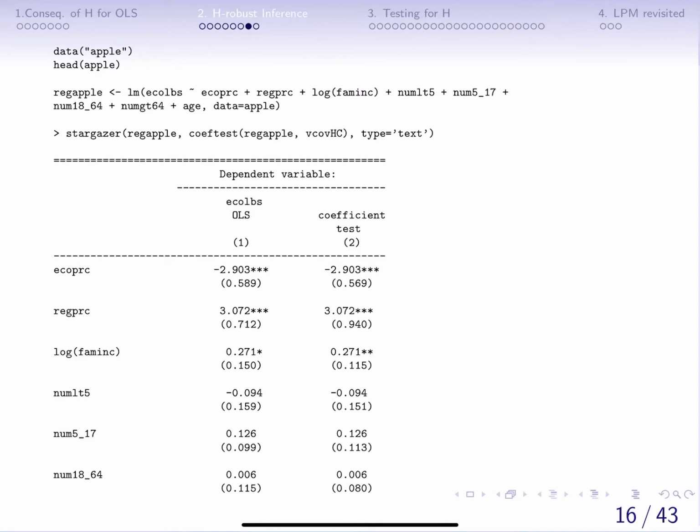So here's a small example of how to conduct heteroscedasticity robust inference. This is a data set that's coming from the Wooldridge package, and it's called Apple. It's nothing to do with the company Apple, but actually the apples we eat.